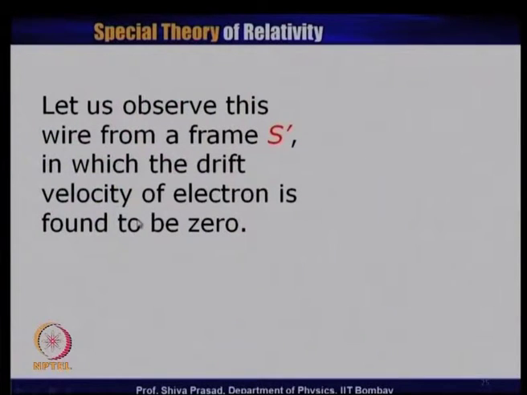Okay. So, that is what I said. Let us observe this wire from a frame S prime in which the drift velocity of the electron is found to be 0. Let us see what an observer in the S prime frame would notice. Would it notice that the current has become 0 and therefore there should not be any magnetic field? No, that is not a correct picture.